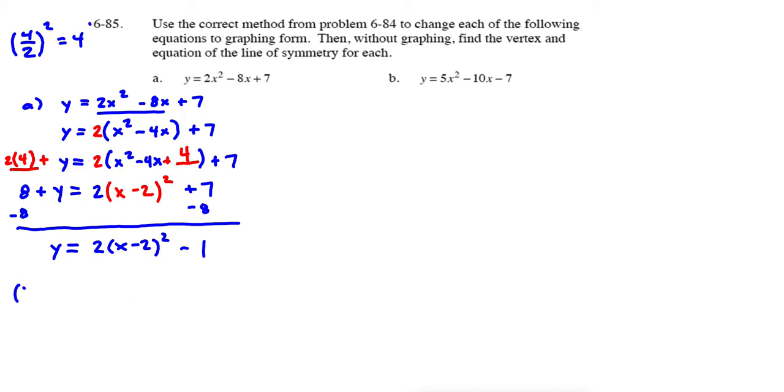If we need to figure out what our vertex point is, remember that's the point hk here. So h is going to end up being 2, k is going to end up being -1. So we have a point 2, -1. In which case our axis or line of symmetry is going to go right through the x-coordinate of the vertex. So then we know that x has to equal 2.